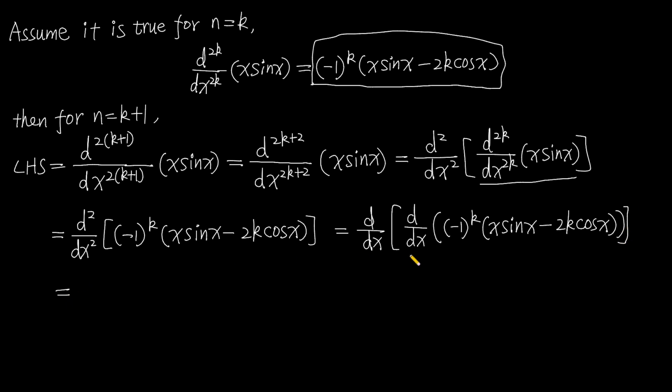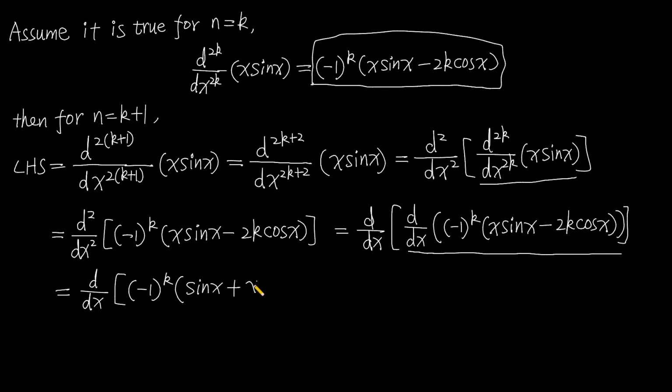This equals, first we calculate the derivative of this part. We calculate this part. So this equals d/dx. We use the addition rule and the product rule. So here is negative 1 to the power of k multiplied by sin x plus x multiplied by cos x plus 2k multiplied by sin x.